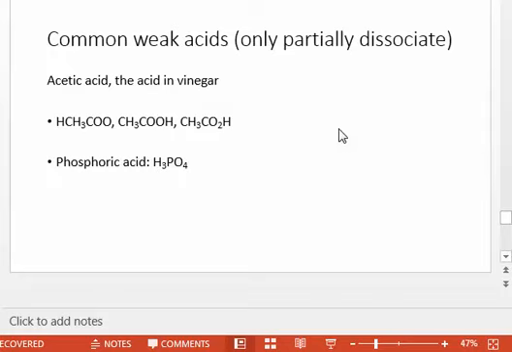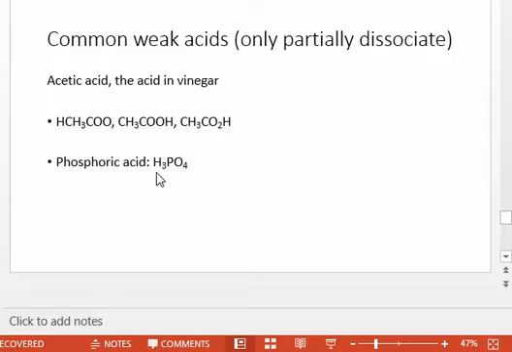Common weak acids, which only partially dissociate, are acetic acid, which is the acid in vinegar, and phosphoric acid. Acetic acid can be a little tricky because it can be written several different ways. Some textbooks will put the hydrogen at the beginning of the formula so you can identify it as an acid, but often, because it's a special type of organic acid, that acidic proton is written at the end. So I just wanted you to be aware of the different possible formulas for acetic acid.